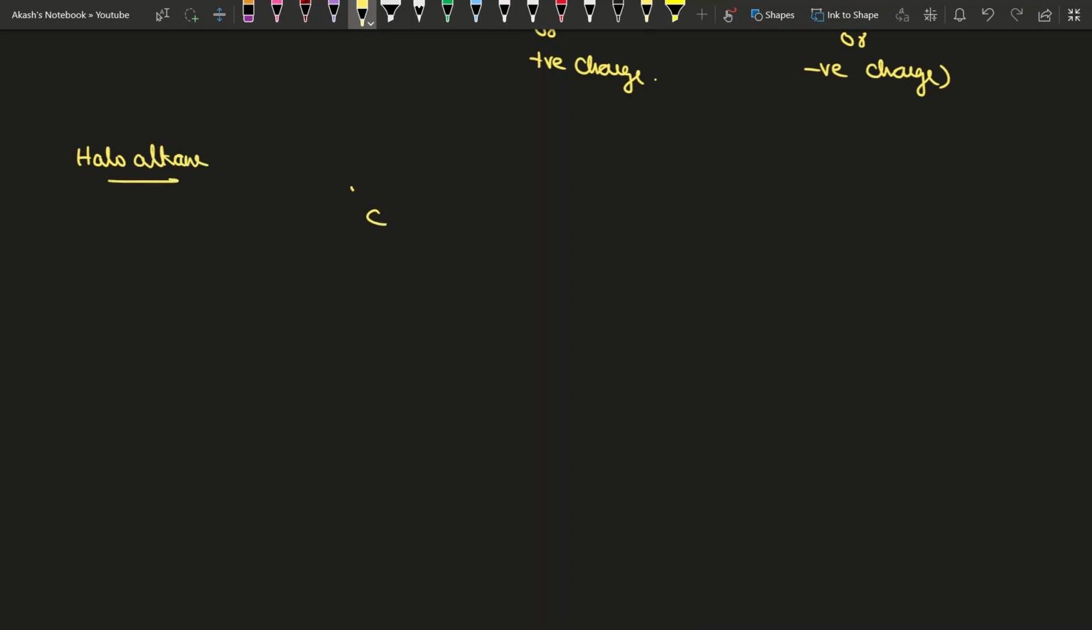take an example. A halogen is attached to a carbon. The halogen can be represented by the letter X. It can be chlorine, bromine, iodine, or fluorine. Anything can be there. These halogens are highly electronegative compared to carbon. That means there is an electronegativity difference between the halogen and the carbon.